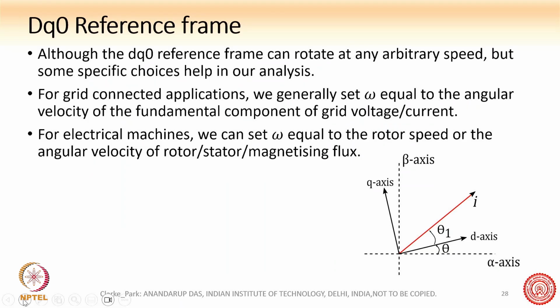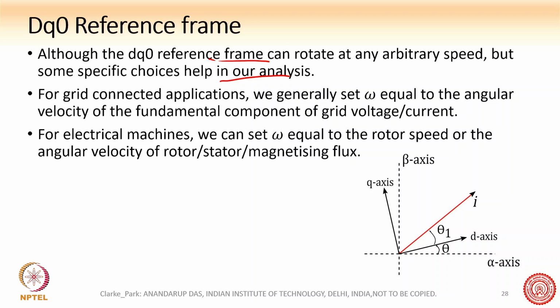Although the dq0 reference frame can rotate at any arbitrary speed, some specific choices help us in our analysis. In most grid connected applications, we will set these two velocities, the grid current space vector and the d axis, to be rotating at the same speed.